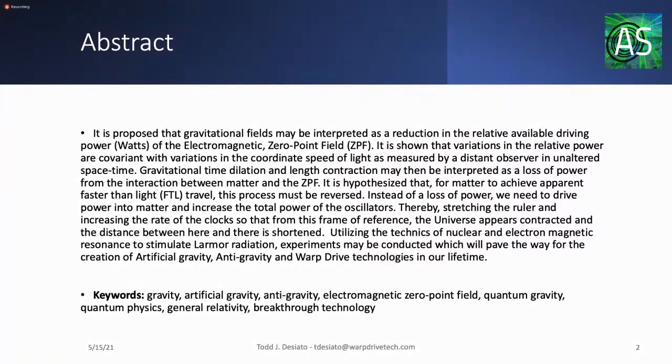So utilizing the techniques of nuclear and electron magnetic resonance to stimulate Larmor radiation, experiments can be conducted which will pave the way for understanding and creation of artificial gravity, anti-gravity, and warp drive technologies, hopefully in our lifetime.